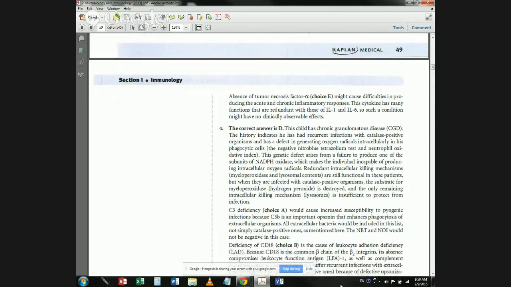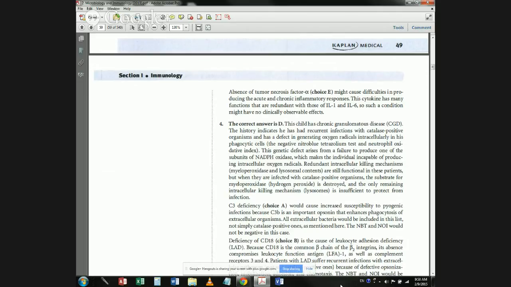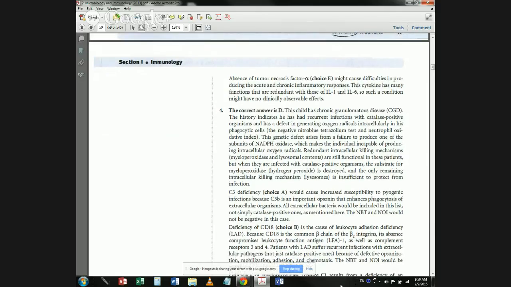Deficiency of CD18 is the cause of leukocyte adhesion deficiency. Because CD18 is the common beta chain of the beta-2 integrins, its absence compromises leukocyte function antigen, that's what LFA-1 is, as well as complement receptors 3 and 4. Patients with leukocyte adhesion deficiency suffer recurrent infection with extracellular pathogens, not just catalase-positive ones, because of defective opsonization, mobilization, adhesion, and chemotaxis. The nitro-blue tetrazolium test and neutrophil oxidative index would be positive here.